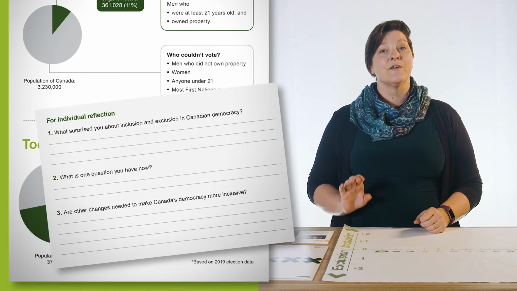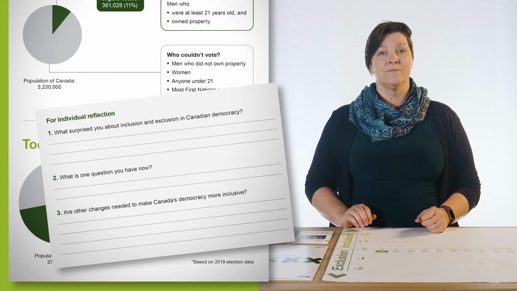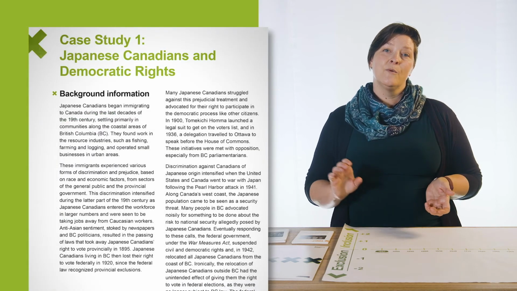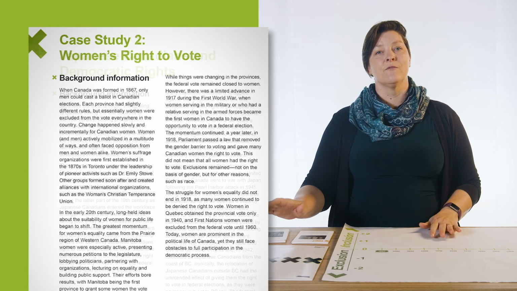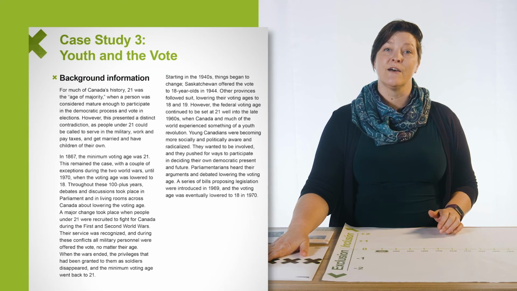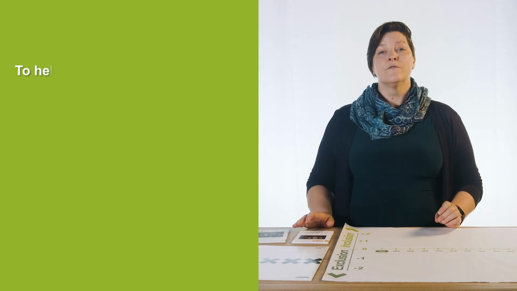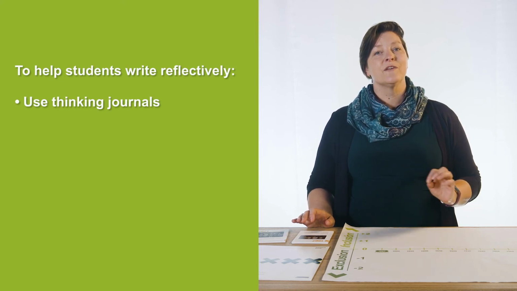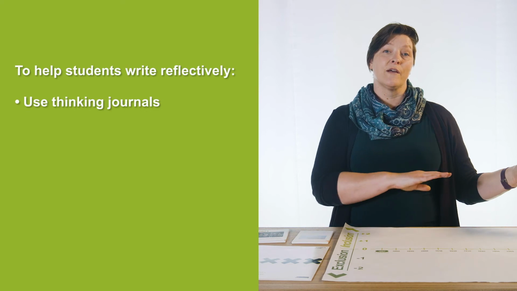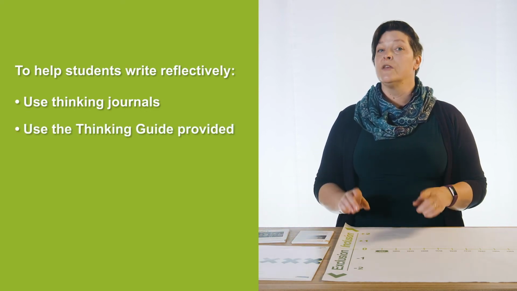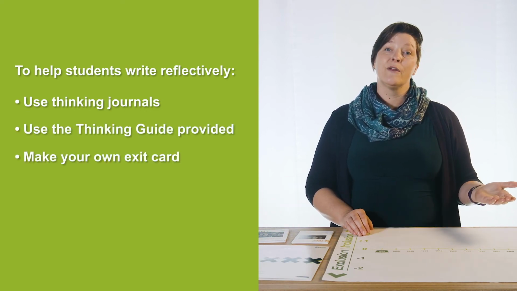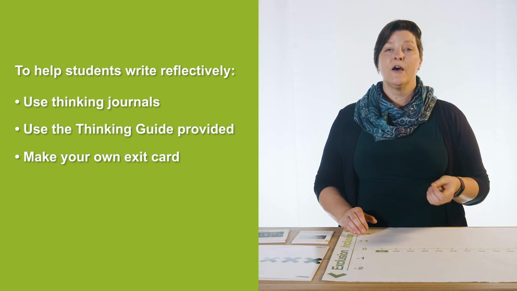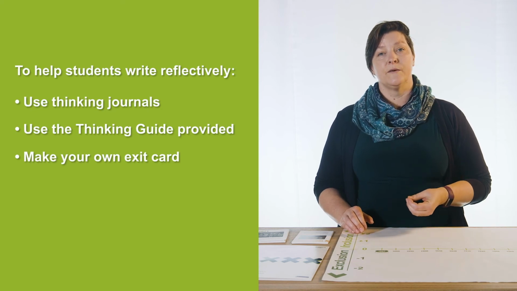The activity ends with a few questions for individual reflection. These will let you know what they learned and what they want to know now. When they do want to learn more, we've got you covered with lots more background information in the Teacher's Guide to help you support their learning. For reflective questions, I like to use thinking journals in my classroom, where students can write reflectively and see how their thinking progresses over time. You can use the thinking guide we provide, or even make your own exit card. No matter what format you choose, regular reflective writing can help students really see their own learning over time.